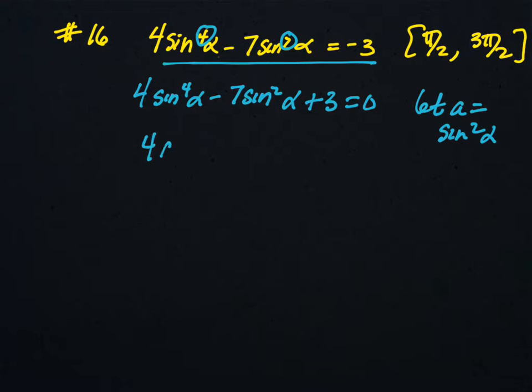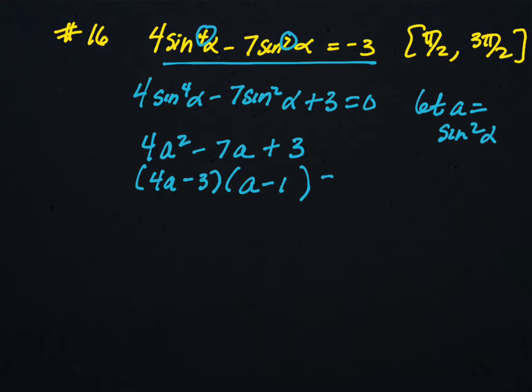So we get 4a squared minus 7a plus 3. And let's factor that to 4a minus 3 and a minus 1. So let's see if that worked. 4a squared minus 4a minus another 3a gives us a negative 7a. I'm foiling back, plus 3. So that's the right factor.